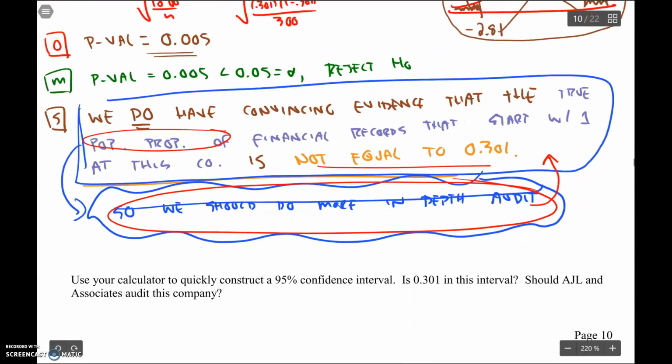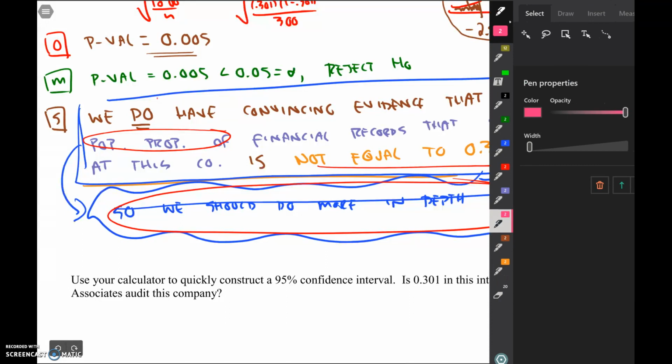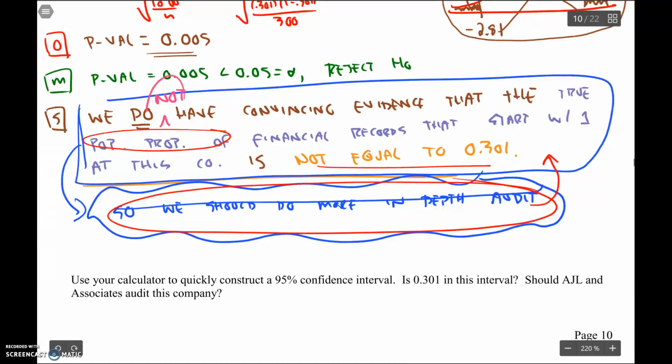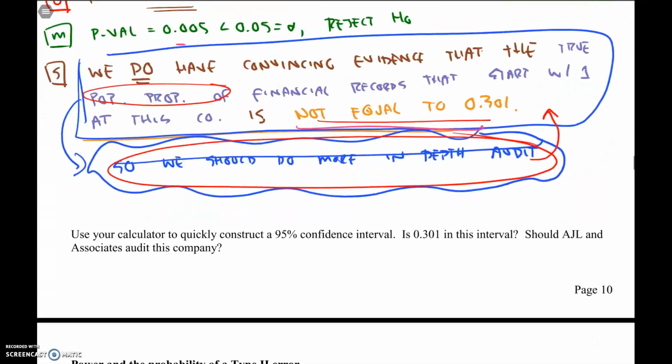Now, if this p-value would have been greater than, the only thing I would have changed is I would have said we do not. Okay? You still word it in terms of the alternate, it's just we don't have enough evidence. If you don't word it like that, then you might accept the null and say we have evidence that the true proportion is 30%, and we don't know that. We just don't have enough evidence to say it's not 30%.